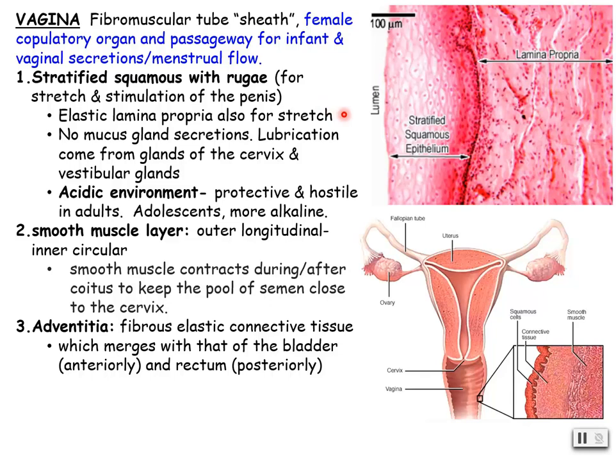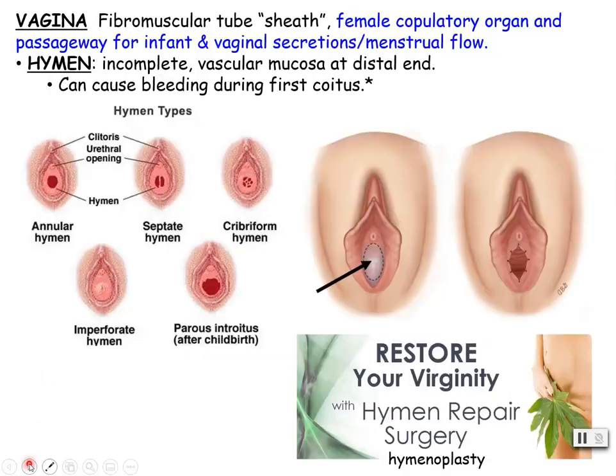A lot of elastic tissue. There are really no mucus glands, no goblet cells there. So secretions are going to come from the cervix and then the vestibular glands, which we'll look at. It's an acidic environment. There's a smooth muscle layer, outer longitudinal, inner circular. Smooth muscle contracts during and after coitus to keep the pool of semen close to the cervix. It has an outer adventitia, just outer fibrous elastic connective tissue that keeps it in place, supports it, and merges with that of the bladder anteriorly, and then the rectum is posterior to the vagina.